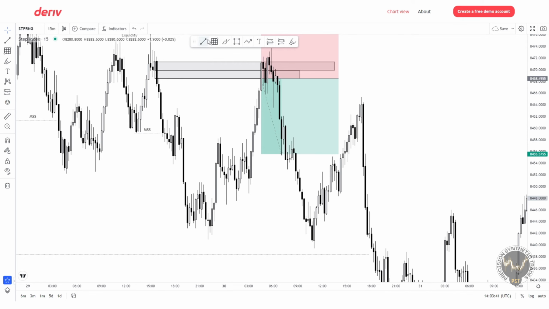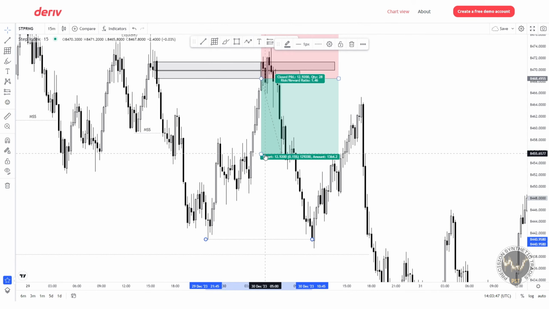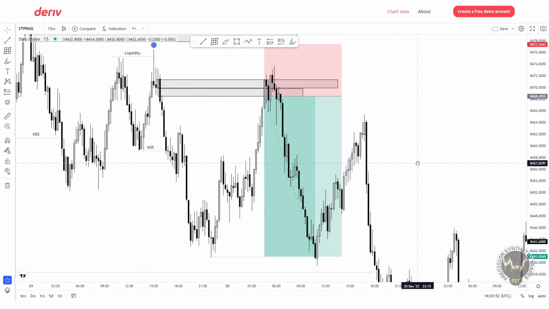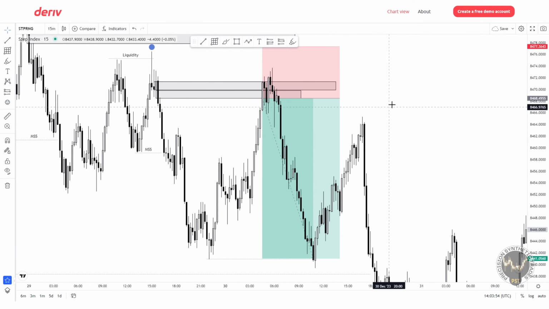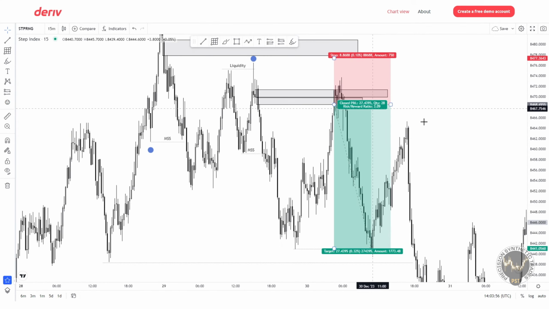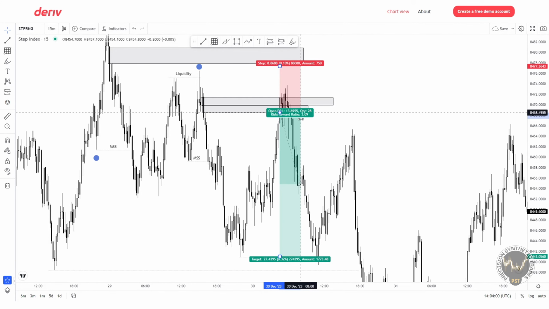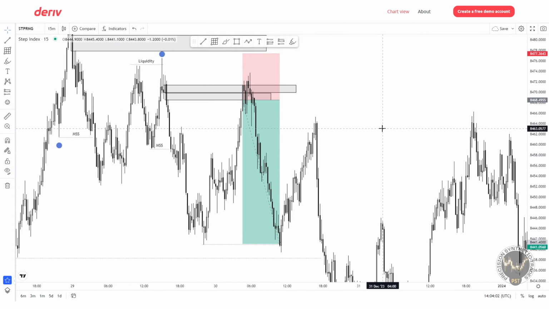And where would we target? The low that was created here. As you can see, that's a beautiful 3-to-1 risk reward trade. Beautiful. Awesome. Now let's carry on. Let's leave that one there.